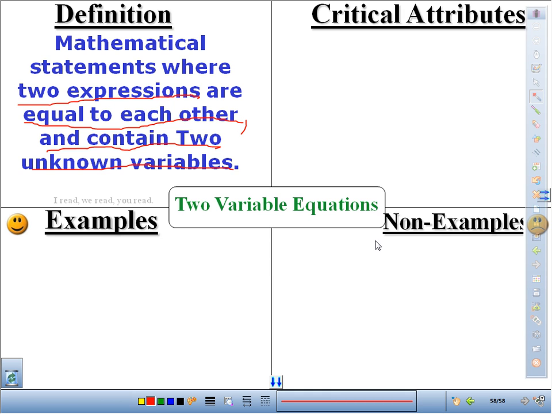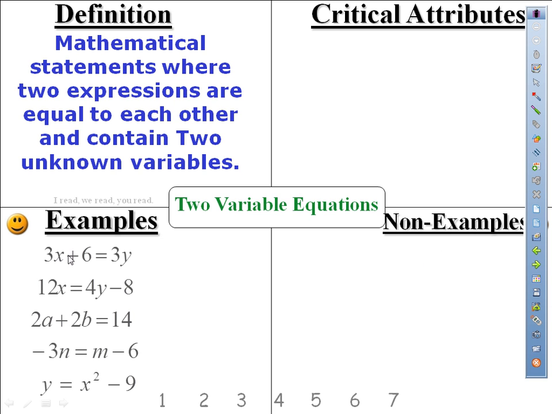Okay, we got that, right? Let me give you some examples. Write these down, please. Examples. 3x plus 6 equals 3y. 12x equals 4y minus 8. 2a plus 2b equals 14. Negative 3n equals m minus 6. And y equals x squared minus 9. Copy that, please.